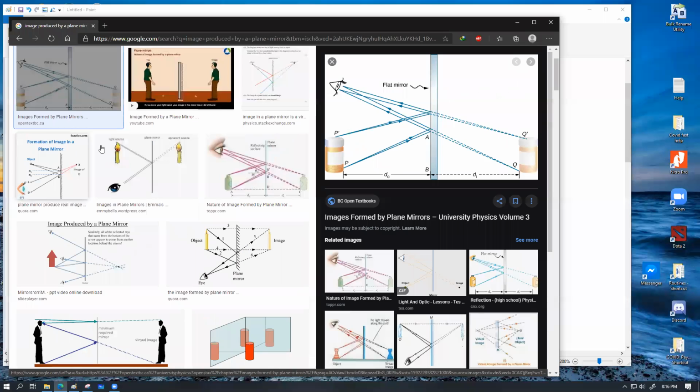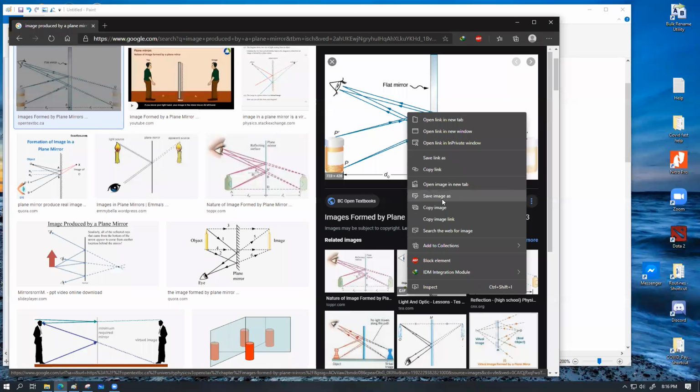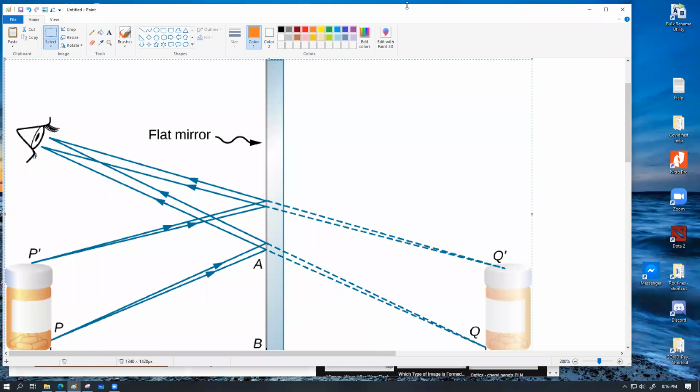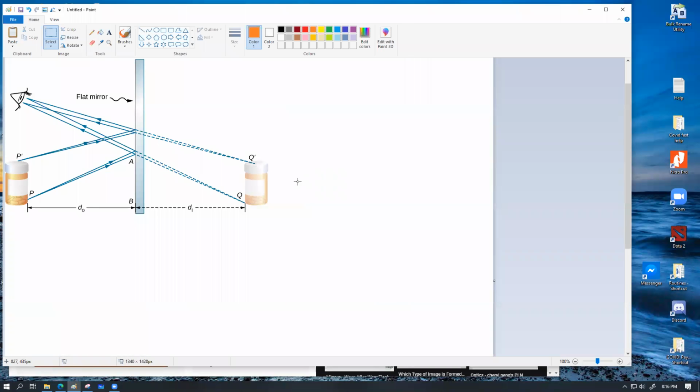So let's try and go for this one, and let me explain for this image. So let's have a look. Wow, this is a very big image. So consider this one. This is a jar that we have over here, and our eye is over here. This is a flat mirror. So this is the reflection surface, and we are about to see this reflection using this reflection surface.